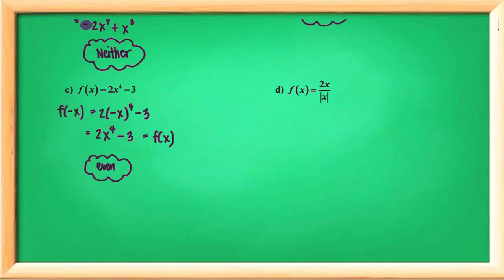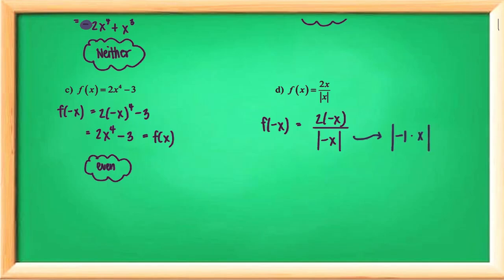Okay, one more. F of x equals 2x over absolute value of x. So I'm going to replace x with negative x. So I have 2 times negative x over absolute value of negative x. All right, do you know how to simplify absolute value of negative x? Now be careful. So absolute value of negative x is the absolute value of negative 1 times x, right?